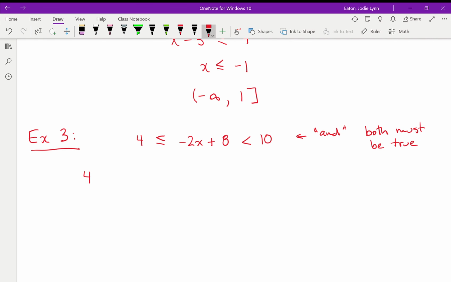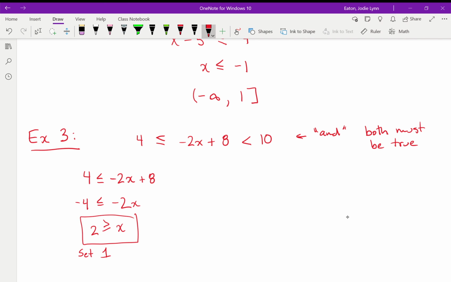So the first set of numbers is the set of numbers where negative 2x plus 8 is greater than or equal to 4. Solving through subtracting both sides, we get negative 4 is less than or equal to negative 2x, and x is going to wind up being less than or equal to 2. Okay, so this is one of my number sets. So this is our set 1. So x has to satisfy the inequality x is less than or equal to 2.